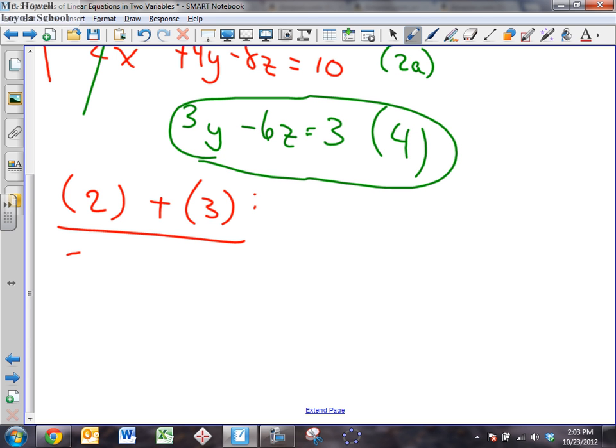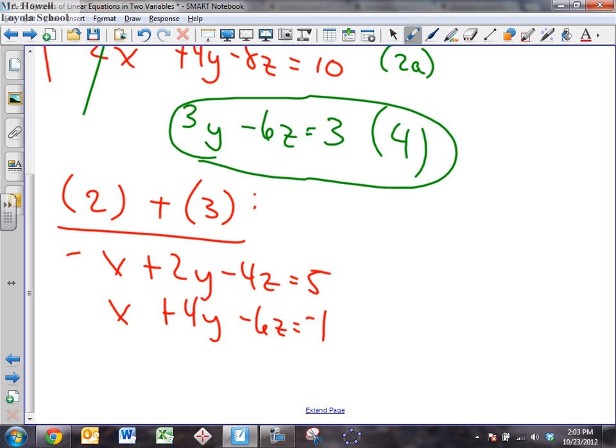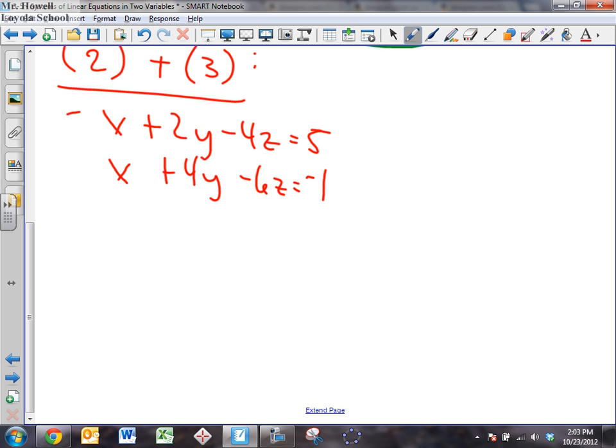That's going to say negative x plus 2y minus 4z equals 5. And I write it out every time. x plus 4y minus 6z equals negative 1. Sum these together. x's drop off. We're gone with those. We've got 6y minus 10z equals 4. What equation is this? 5. The fifth equation.